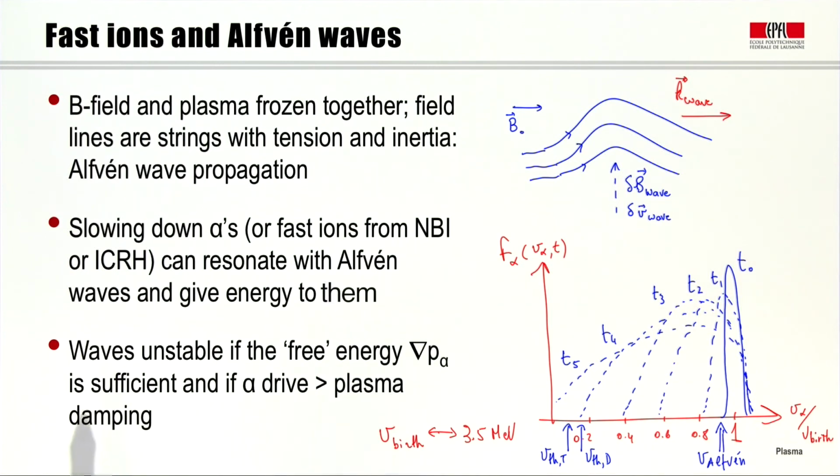So when is the wave driven unstable? Well, we have a free energy source, which is the gradient in the pressure of the alpha particles. And if that is sufficiently high, they will be in drive. And of course, the drive needs to exceed the background plasma damping, which is provided by a number of mechanisms in the plasma.